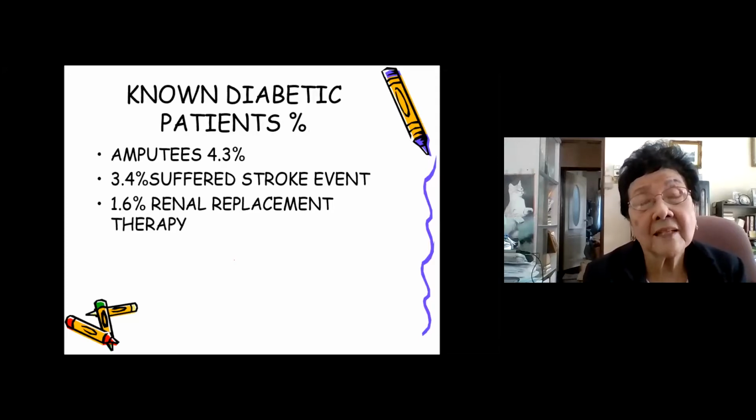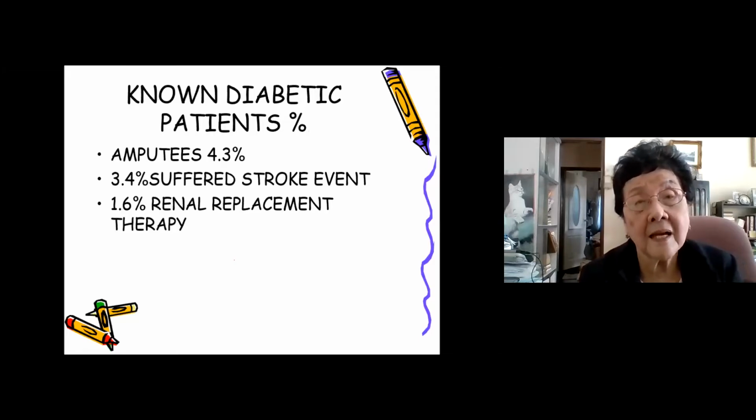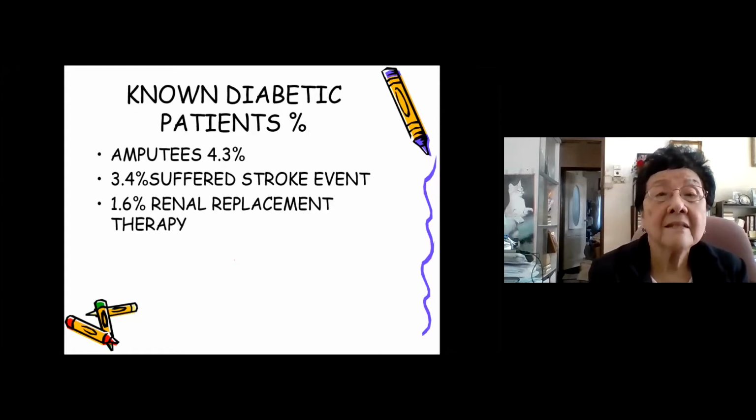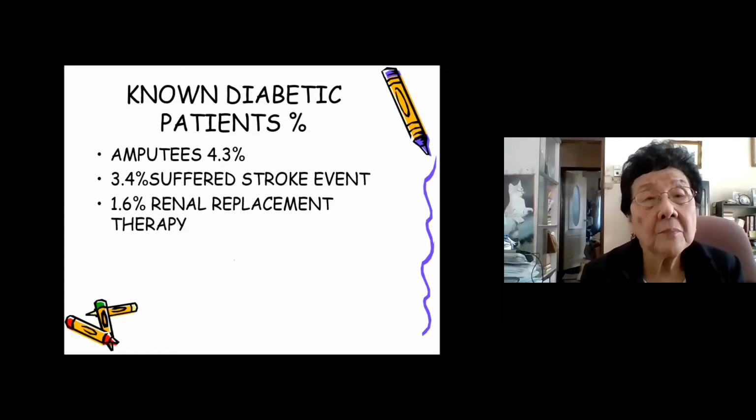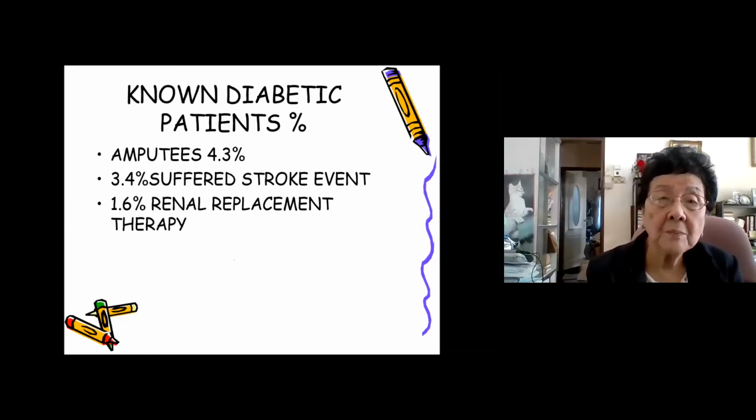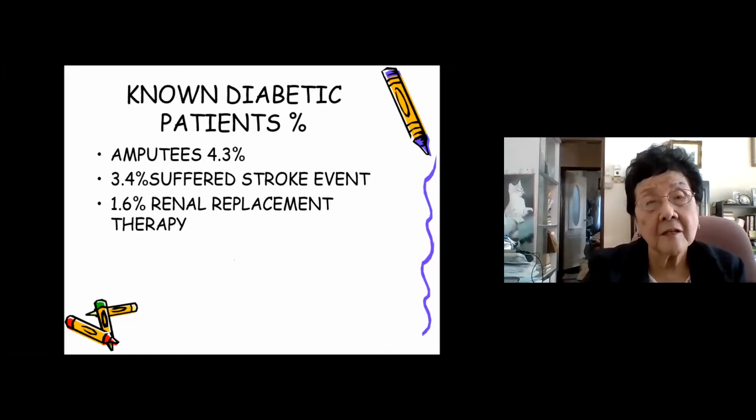What is the risk in having diabetes? The risk of 4.3% having to be amputated because they never discover the diabetes in time, or they don't bother to control the diabetes. And that is a sad story. Also 3.4% actually suffer stroke events, and 1.6% need hemodialysis and renal replacement therapy.